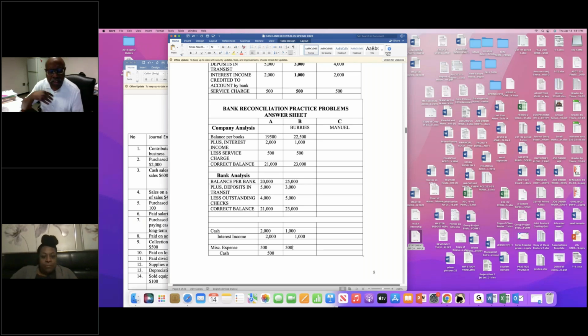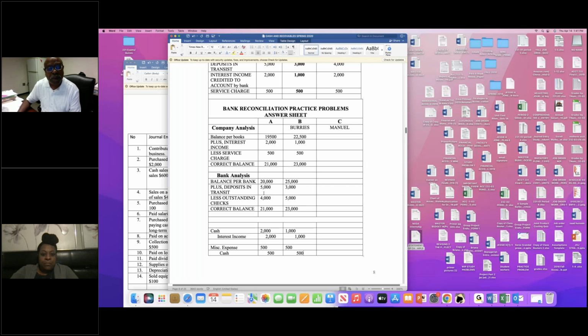The thing in terms of the bank reconciliation: anything that you got in this company analysis which you have not recorded, you got to record it. And on the bank analysis, if you recorded your deposit and you recorded the checks you've written, that's occurred. Do we see that now? Yes.